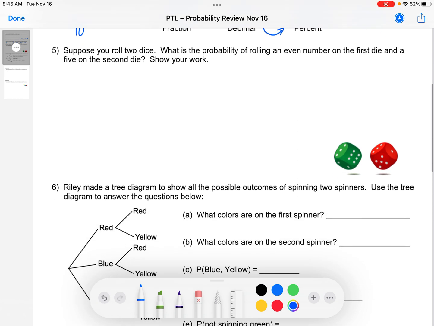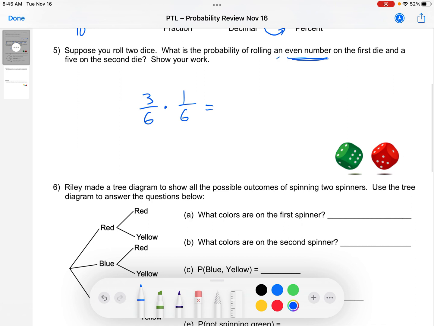Suppose you roll a dice. What's the probability of rolling an even number on the first die and a 5 on the second die? So what's the probability of rolling an even on the first die? Well, that's going to be 3 out of 6, also a half, right? And a 5 on the second die? There's 6 different numbers, but 5 only happens once, so that's 1 out of 6, right? So 3 times 1 is 3, and 6 times 6 is 36. We would simplify that to 1 over 12, okay?